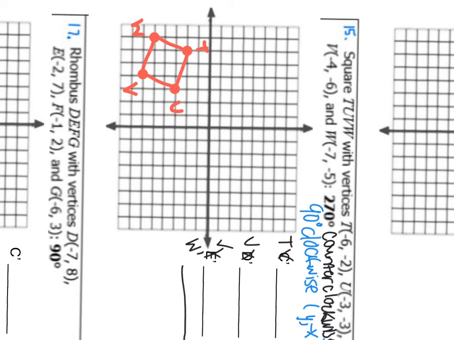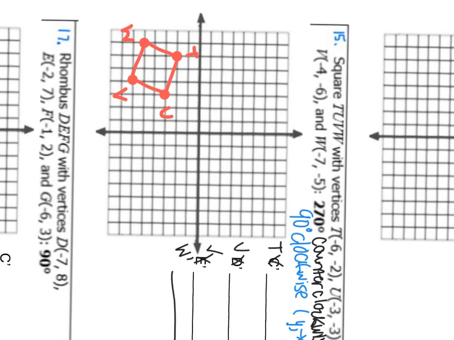So point T is now to the left 2 and up 6. So that's -2, 6. U is to the left 3 up 3. So that's -3, 3. V is to the left 6 up 4. So that's -6, 4. And then W is to the left 1, 2, 3, 4, 5. Left 5 and up 7. So that's -5, 7 for W prime.